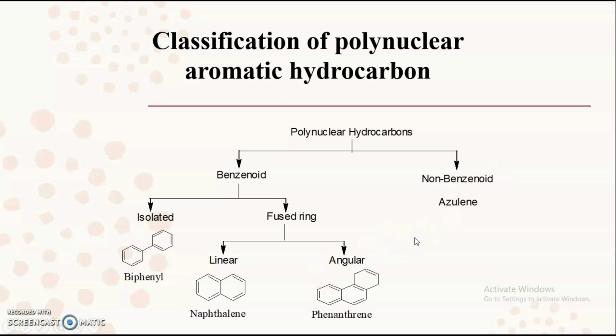So this is about the introductory part of this polynuclear hydrocarbons. Now mainly we are interested in compounds like naphthalene, anthracene and phenanthrene. These are the three most commonly or widely used compounds belonging to the class polynuclear aromatic hydrocarbons. Now in this session we are going to discuss methods that are used for the preparation of the naphthalene.